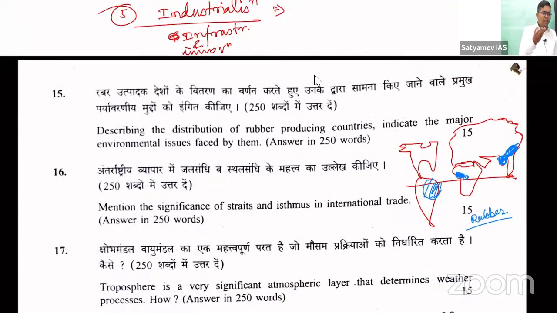I wrote 10 points, it became 10-15 points, 13 points. Are you understanding my point? So this is how you can write. This is how you can write.